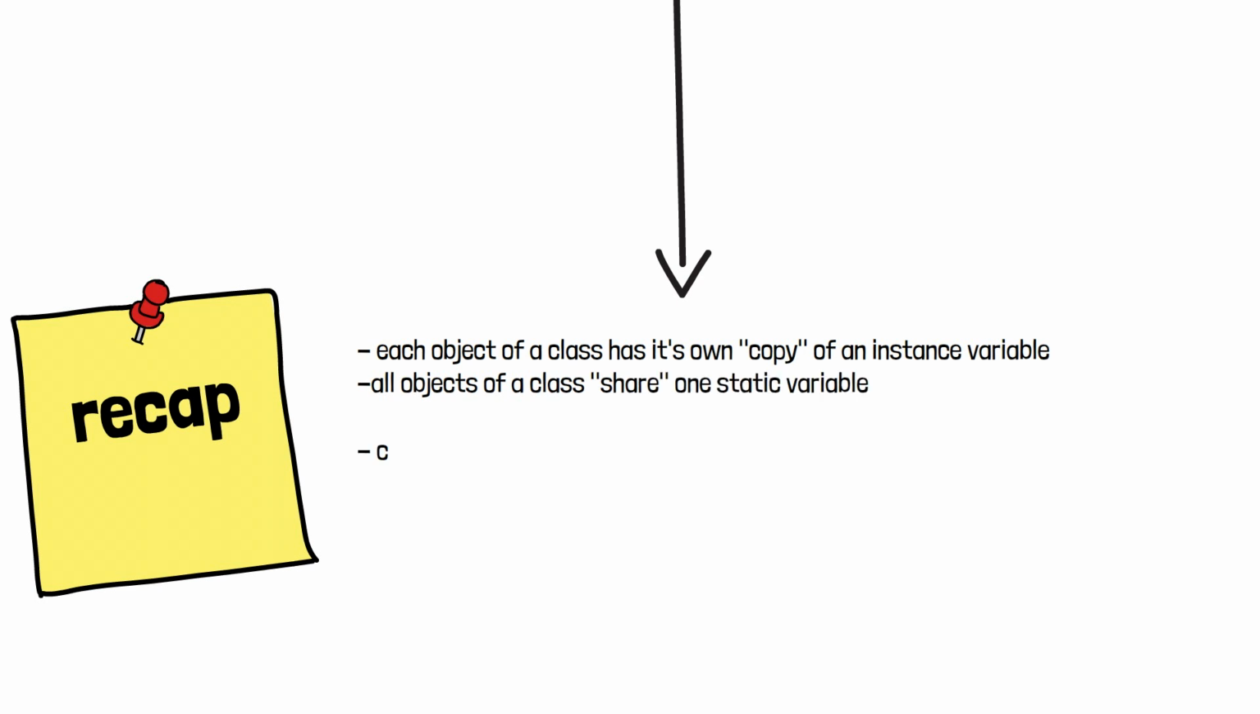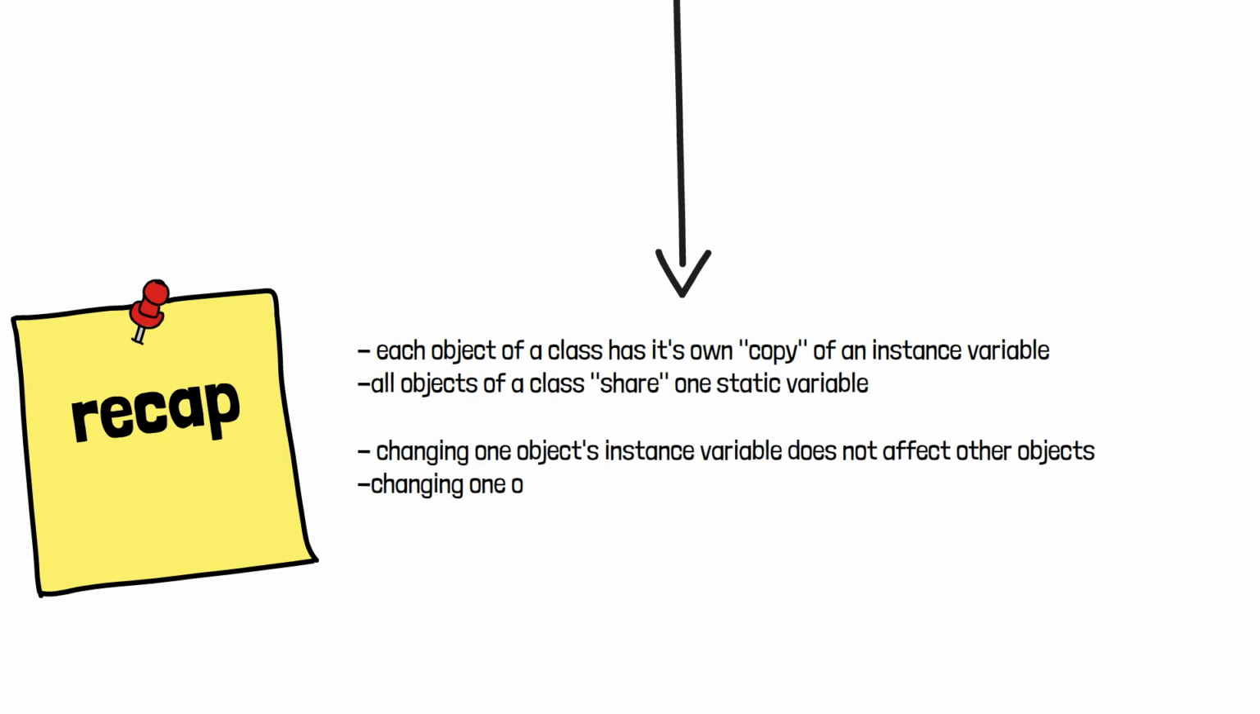Let's do a quick recap of what we've seen so far. Each object of a class has its own copy of its instance variables. All objects of a class share the same static variable. Therefore, changes made to an instance variable using only one object won't be seen in other objects. But for static variables, the changes will indeed be seen, as static variables are common to all objects of a class.